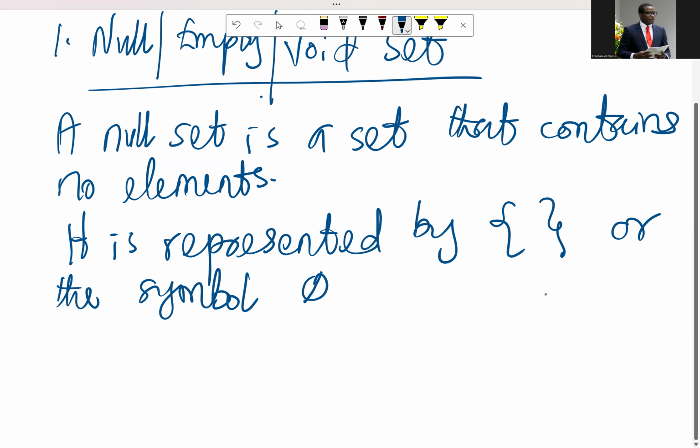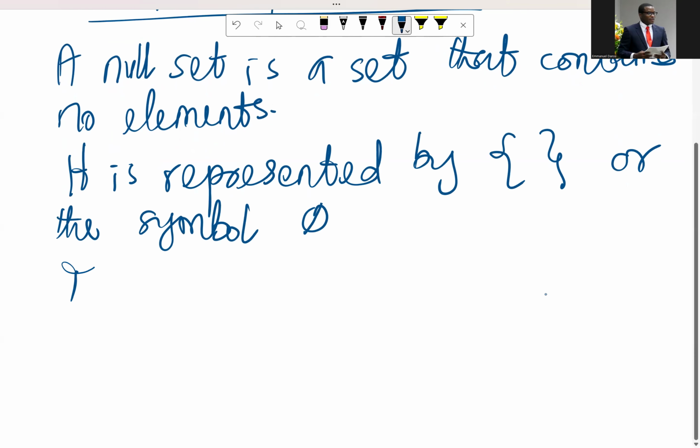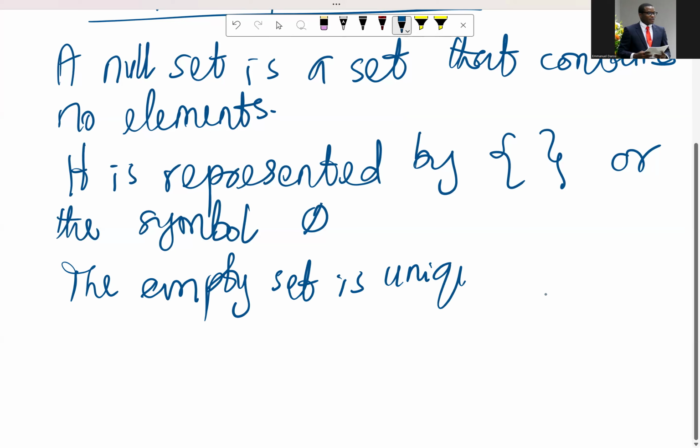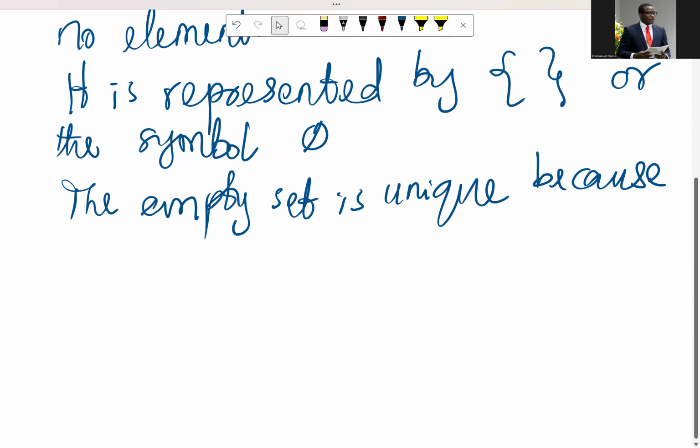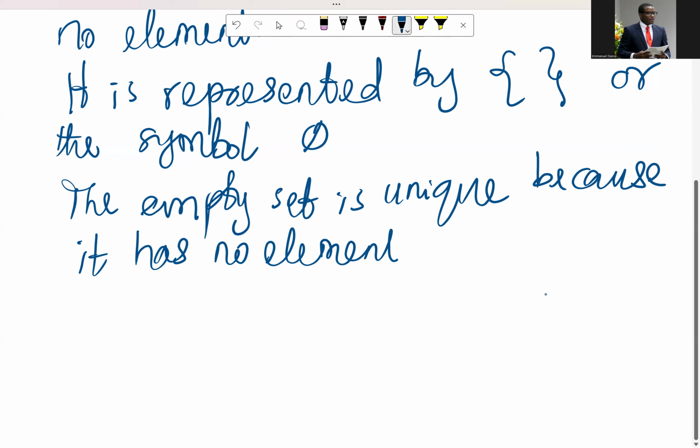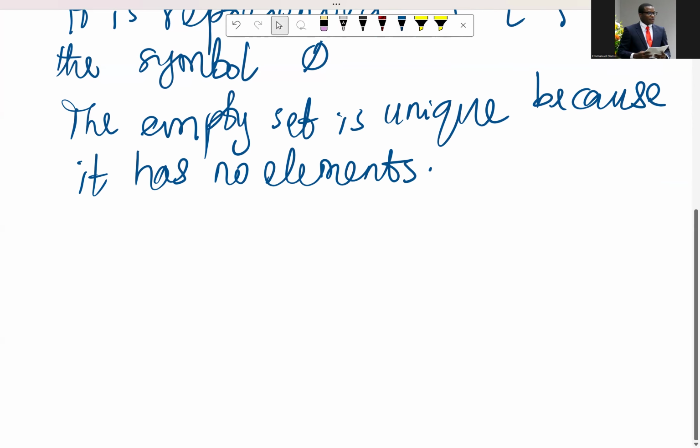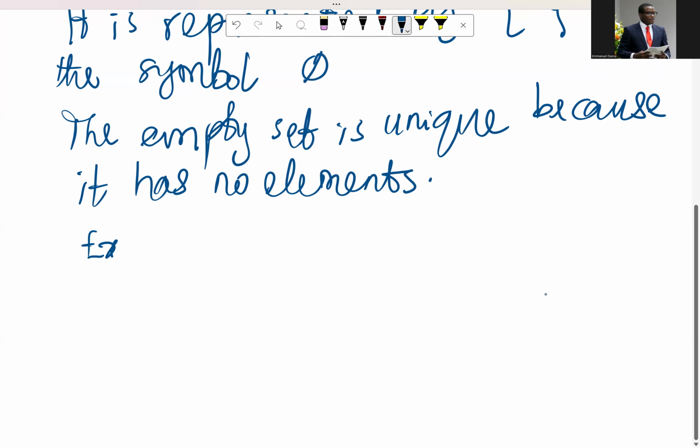So now you need to understand that the empty set is unique. It is unique because it has no elements. All right, so let's look at some examples of empty sets.